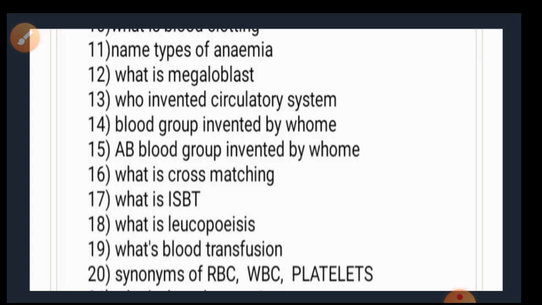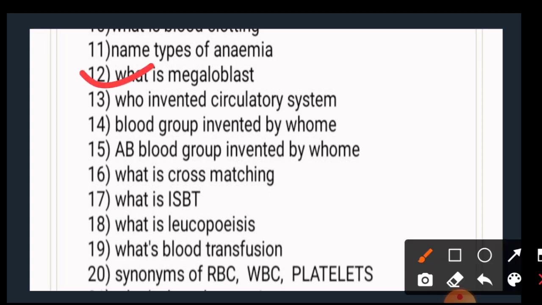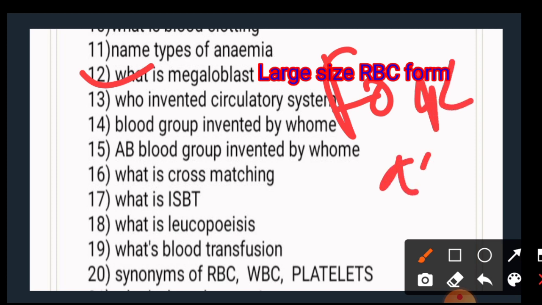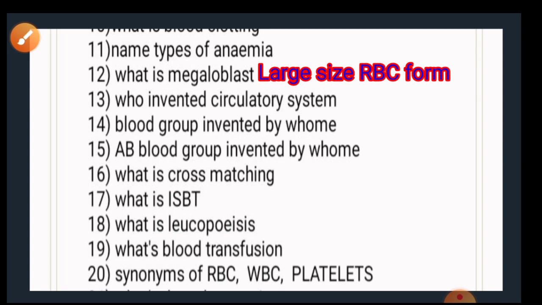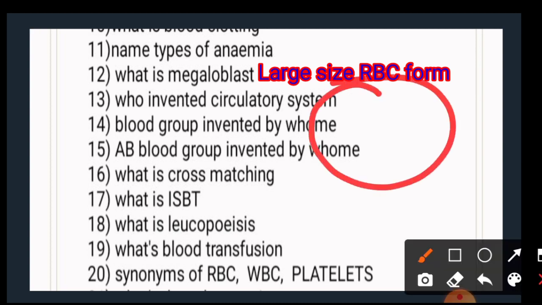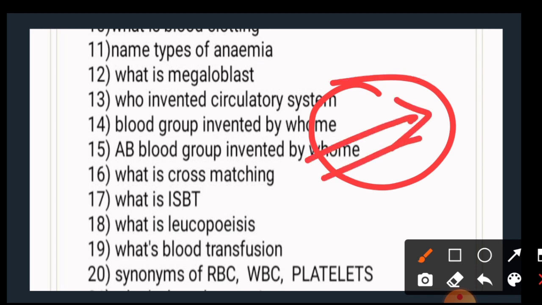And in megaloblastic anemia there is a large size of RBC. Here in question number 12, what is megaloblast? Due to deficiency of folic acid and vitamin B12, large size RBCs are formed, and that is called megaloblast. What happens when large size RBCs are formed? This obstructs the blood flow in blood vessels.